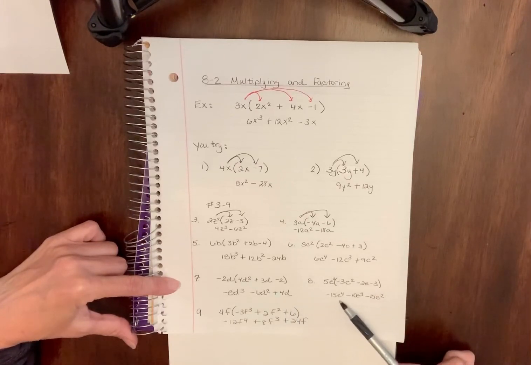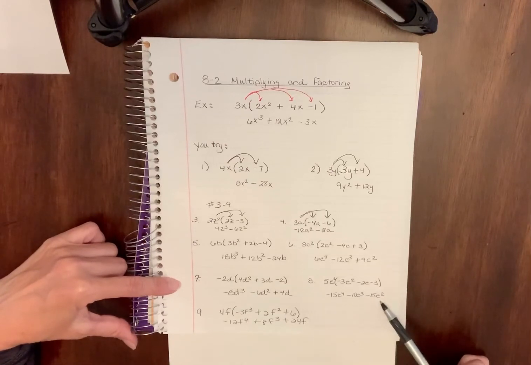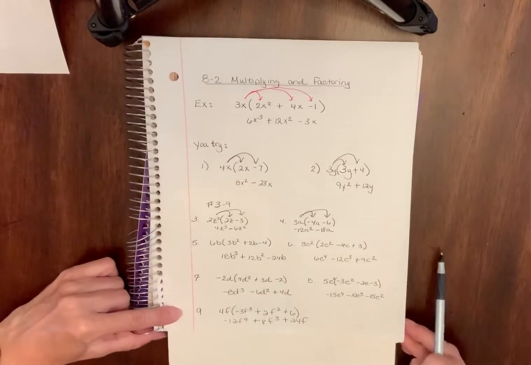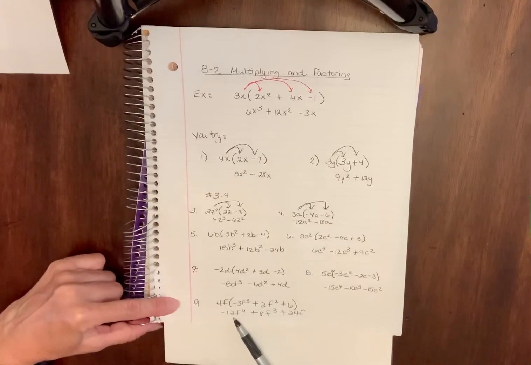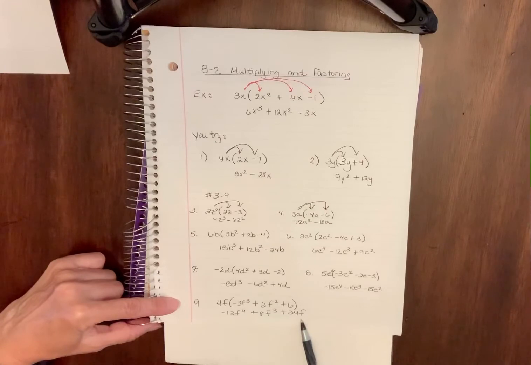Number 8, negative 15e to the fourth minus 10e cubed minus 15e squared. And the last one, number 9, is negative 12f to the fourth plus 8f cubed plus 24f.